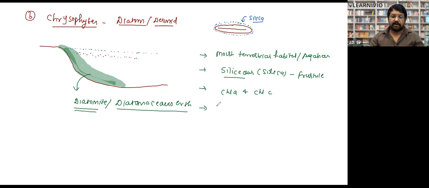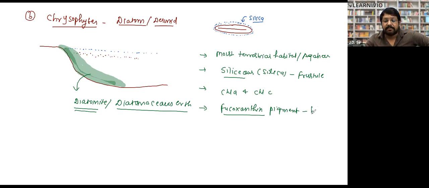Next point. Diatoms contain fucoxanthin. Diatoms contain fucoxanthin pigment, which provides them a brownish color.